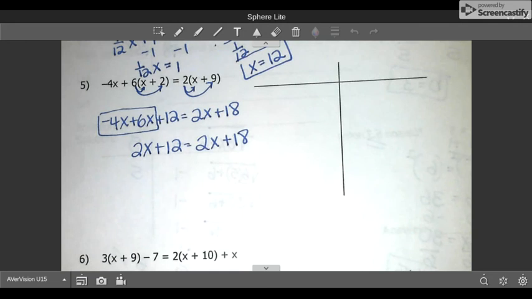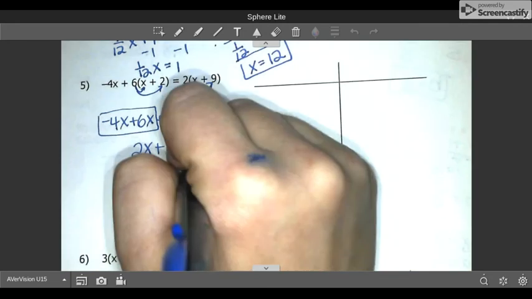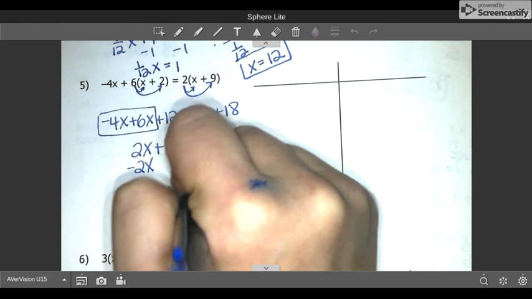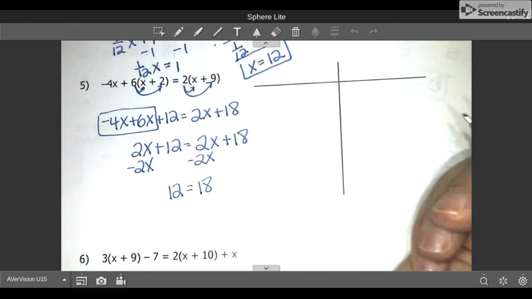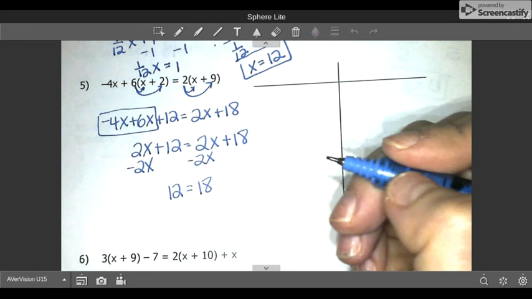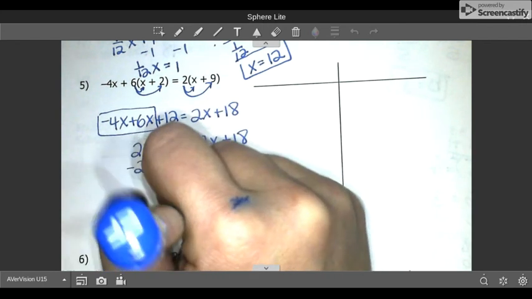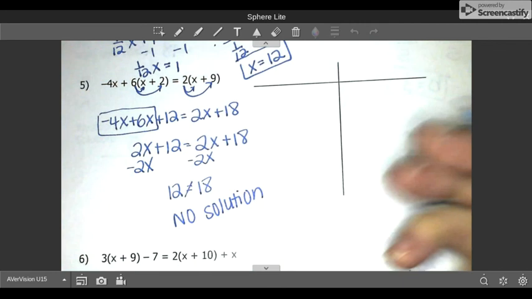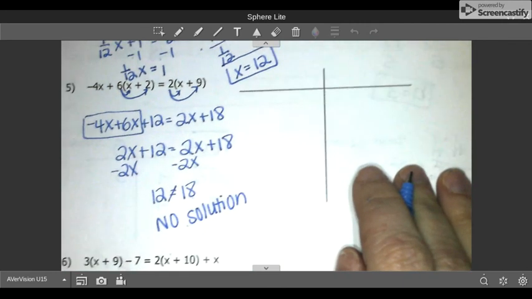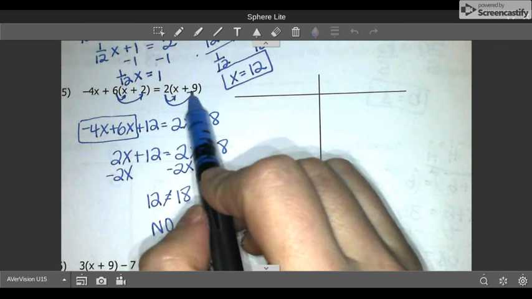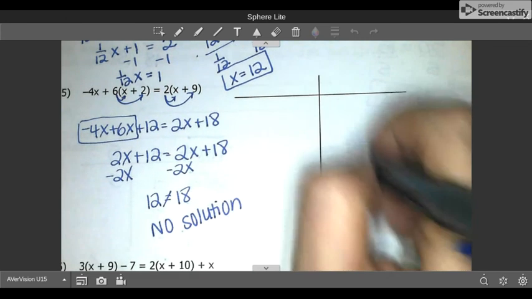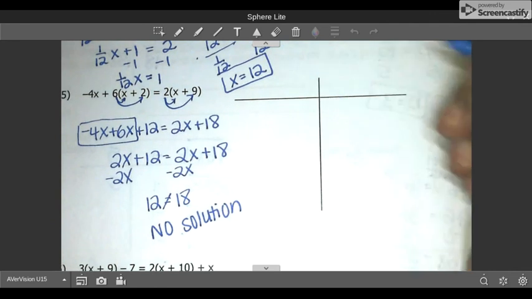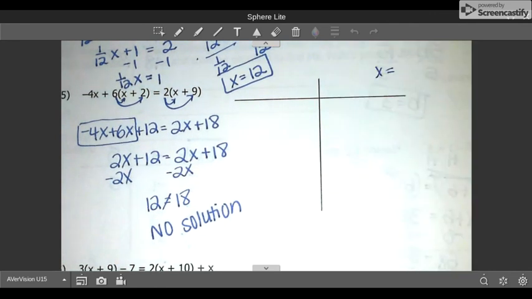All right. Now I'm going to take away 2x from both sides. And I'm left with 12 equals 18. Does 12 equal 18? No. So the answer is no solution. And the directions want you to pick a number, any number, plug it in, and show that your check doesn't work. So you have to do this part on your own, okay? The check, you're going to pick a number, whatever number you want for x, and show that it doesn't work.